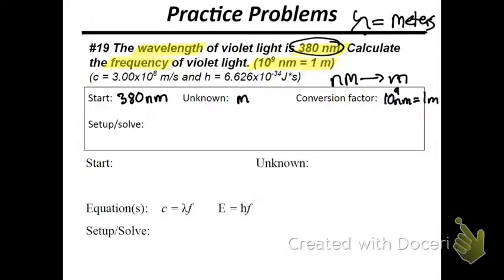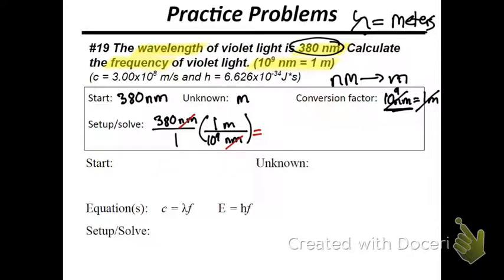Now we're going to set up and solve. 380 nanometers over 1 times a conversion factor. What's on top must come down. If you have nanometers on top, you need to have nanometers on the bottom. The number attached to that is 10 to the 9th. On top, you use the other half of your conversion factor, which is 1 meter. Nanometers on top cancels with nanometers on the bottom, so you know that you've calculated this correctly.